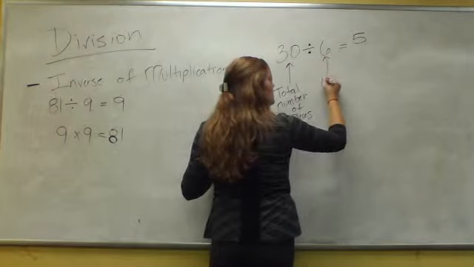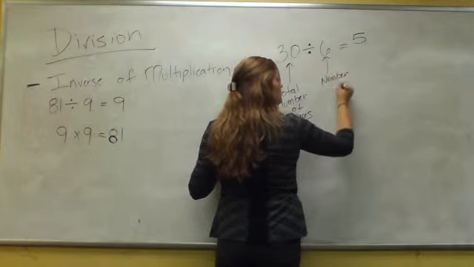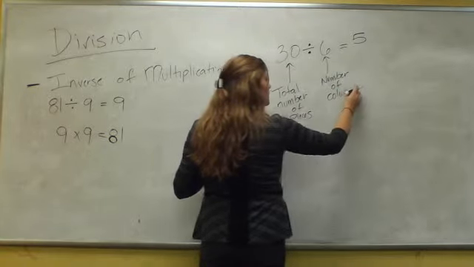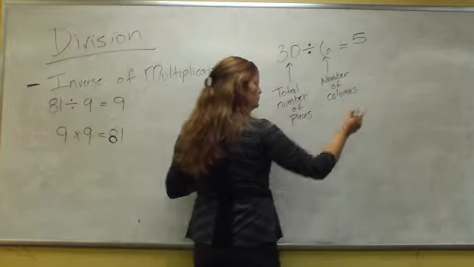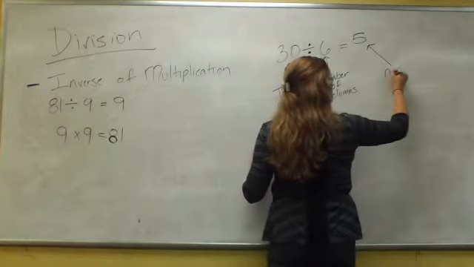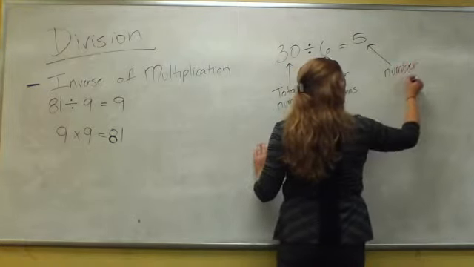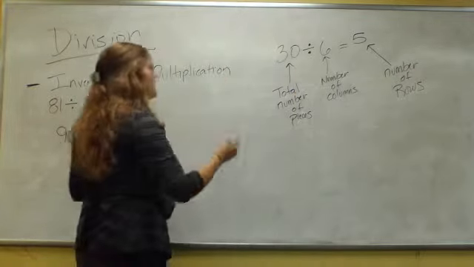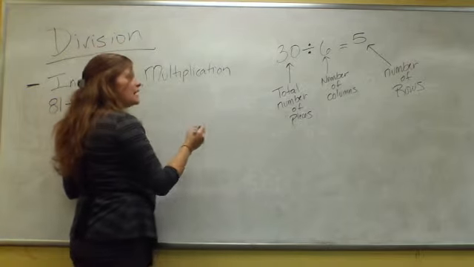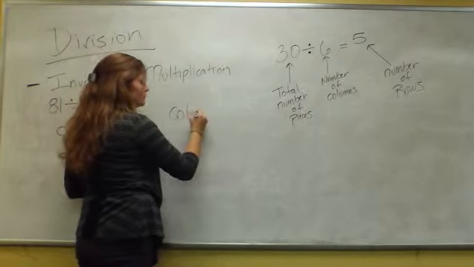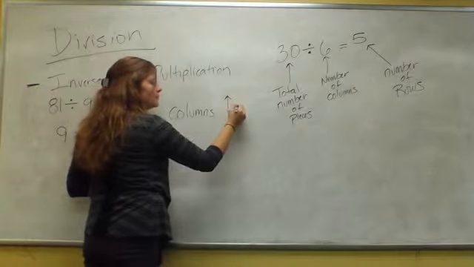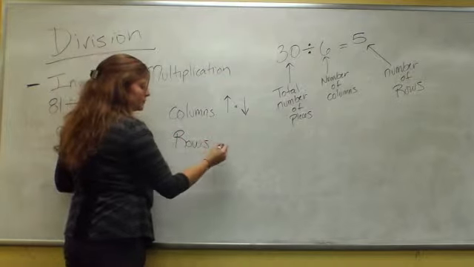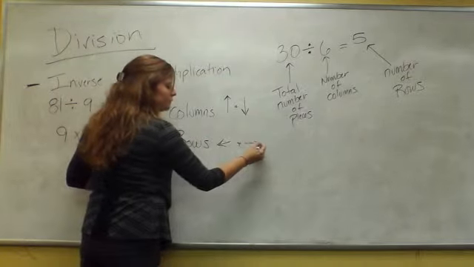This is the number of columns. Who remembers what a column is? A row, basically. No. Alright, so if number of pieces, I'm going to say 6 columns. Columns go up and down. Rows go left and right.